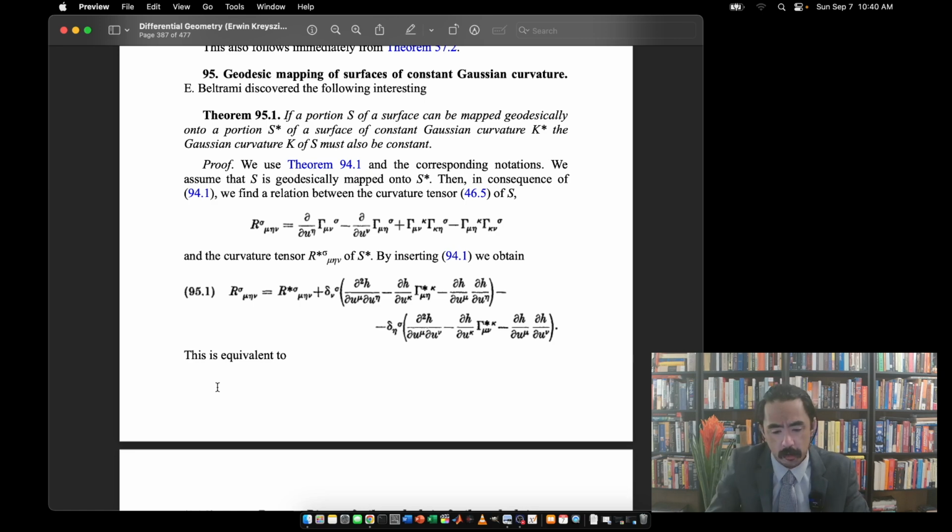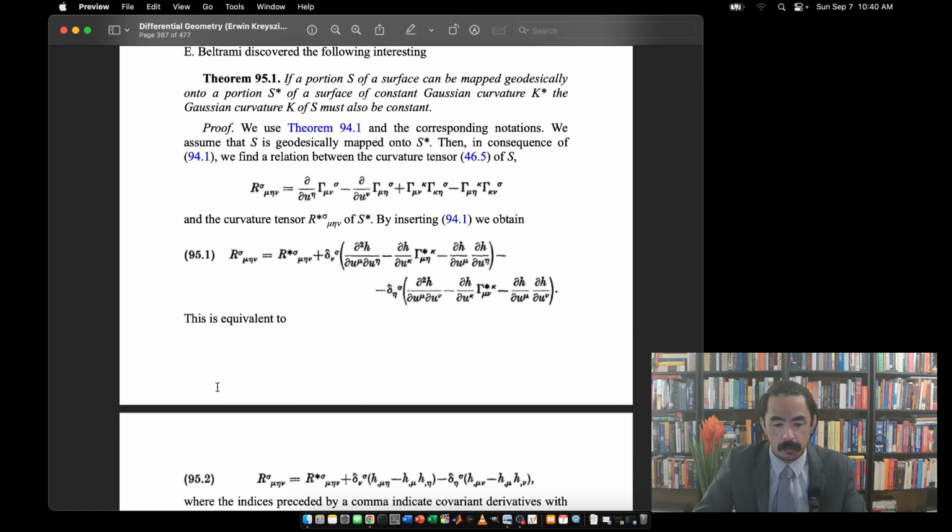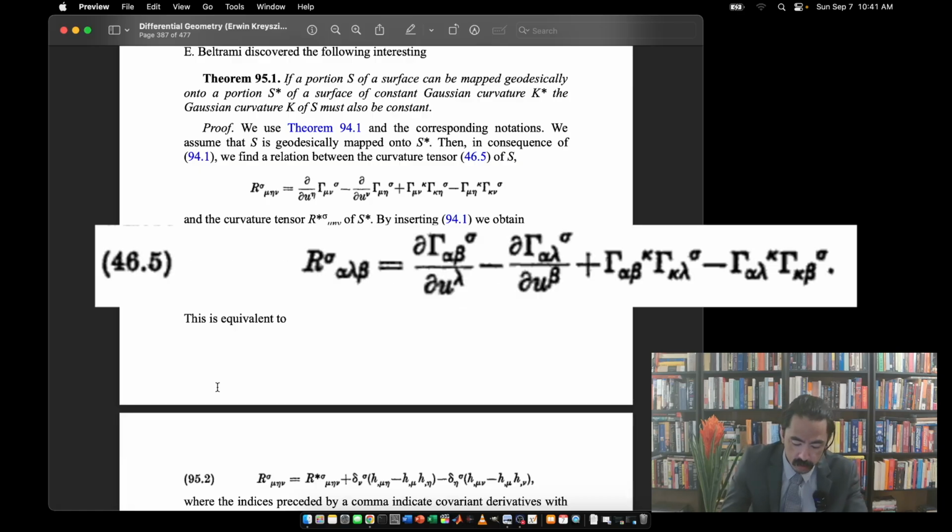And the proof is as follows, which is the entirety of this section. We use from the previous section, which I just read, theorem 94.1 and the corresponding notations. We assume that the portion capital S of the surface is geodesically mapped onto the portion capital S star. Then, in consequence of expression 94.1, we find a relation between the curvature tensor, which was given all the way back in section 46. It's the full big bad mixed Riemann curvature tensor.